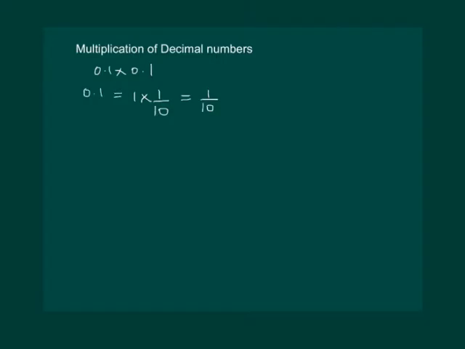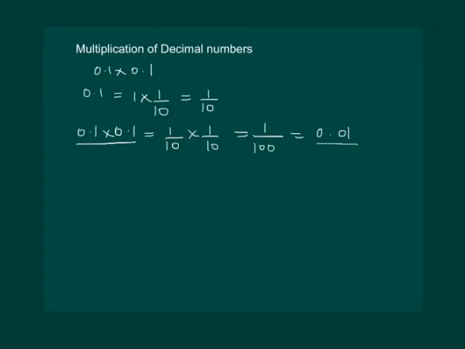So, 0.1 into 0.1 is same as writing 1 by 10 into 1 by 10. Multiply the numerators, we get 1, and multiply the denominators, we get 100. Now convert 1 by 100 to its decimal form, it will be 0.01. So this is the required product of 0.1 into 0.1.